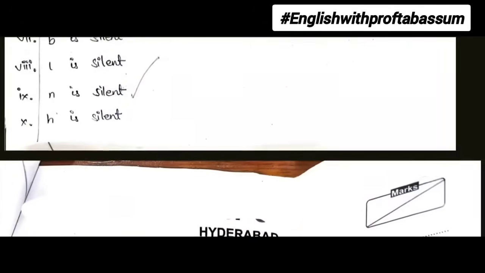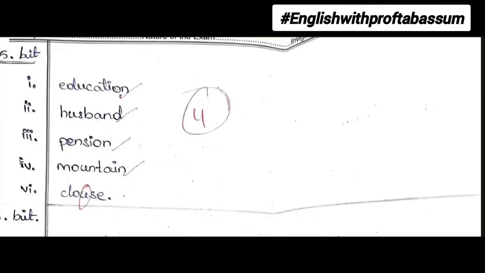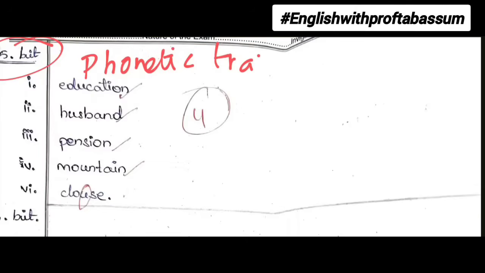Okay, now moving on to the next bit, that is bit number 15, that is phonetic transcriptions. So you have to change the transcription into ordinary English spelling. So write bit number 15 and write Roman numbers and then the answer. Even if one spelling is wrong, you won't be given marks for it.